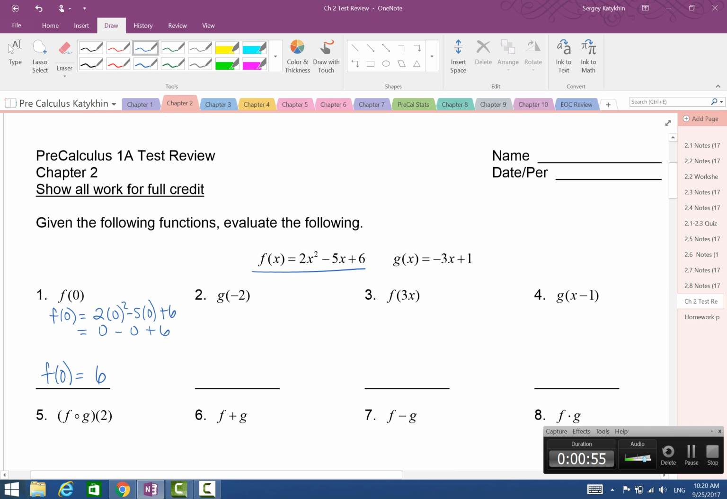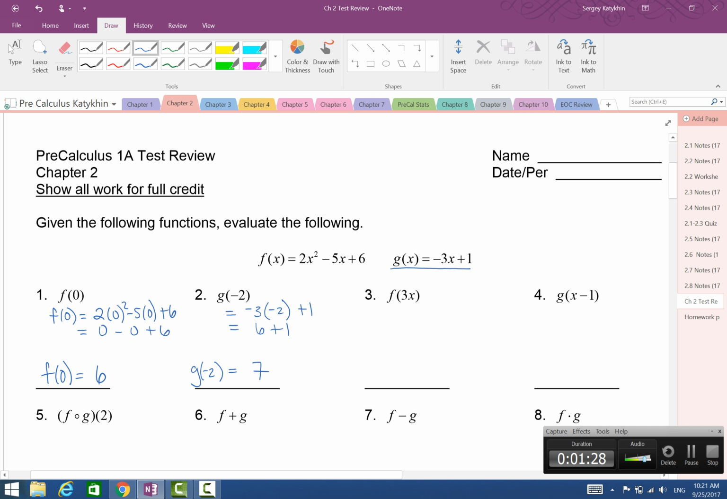Same thing we can do with g of negative 2. Now we're going to use the g of x function to plug in negative 2. So when we do that, we get negative 3 times negative 2 plus 1. Order of operations tells us to multiply first, so let's do that. We get positive 6 plus 1, which in turn gives us 7. So g of negative 2 is equal to 7.